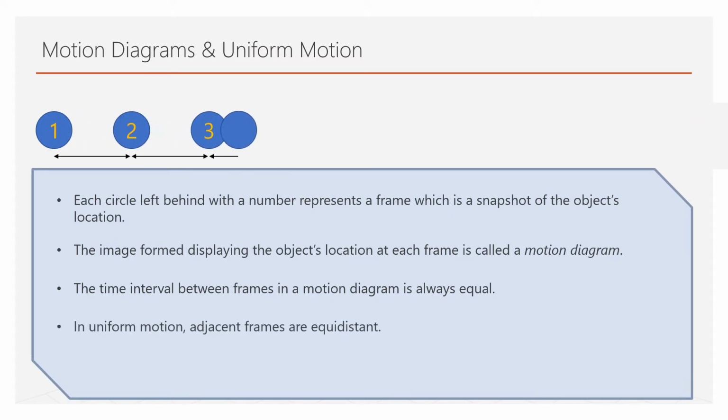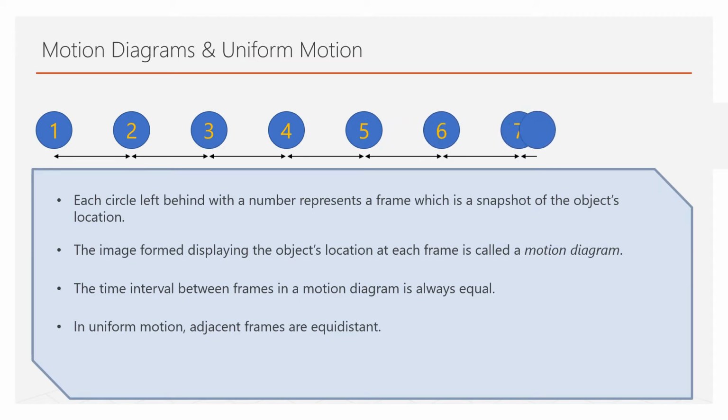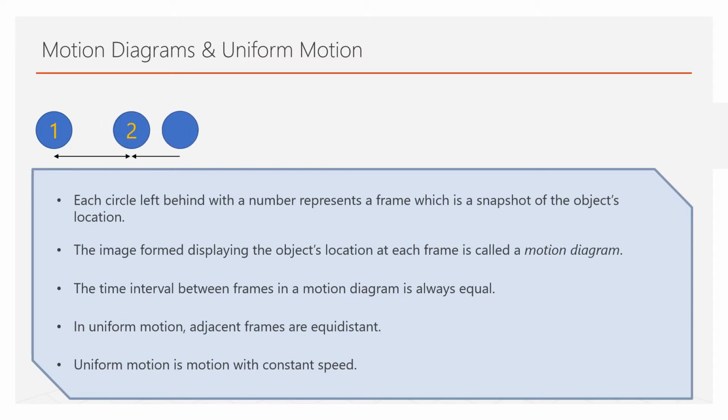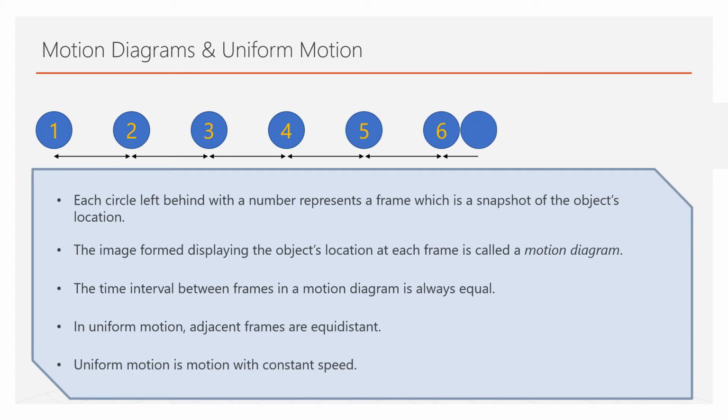In uniform motion, adjacent frames are equidistant. You can see that in the image above. In uniform motion, the object moves with constant speed. You can see that the circle is moving to the right at a constant rate.